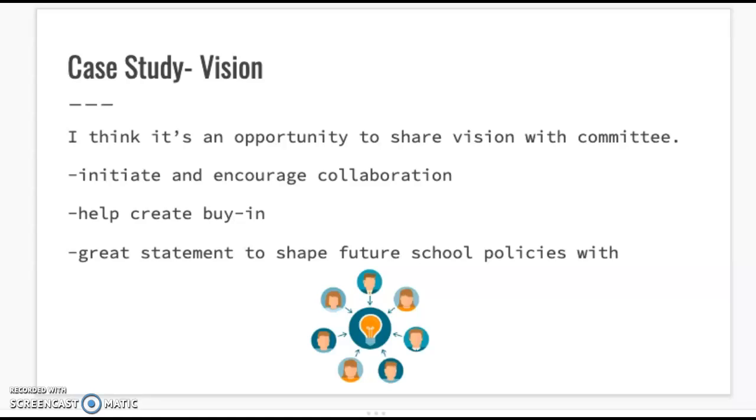I understand some hesitation with wanting to chair it, because she's already the administrator, so it might look like too much of a position of power. But I think in a rural community, people wear many hats, and it's inspiring to see a new leader come in and change the culture. I think that it initiates and encourages collaboration, creates the buy-in, and is a great statement to shape all future policies with.